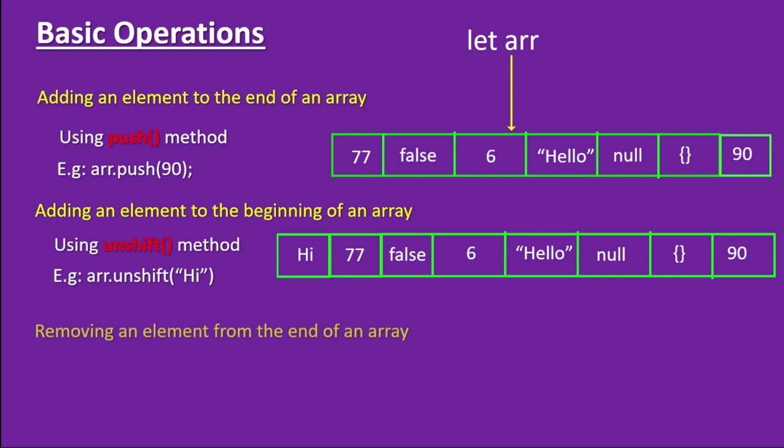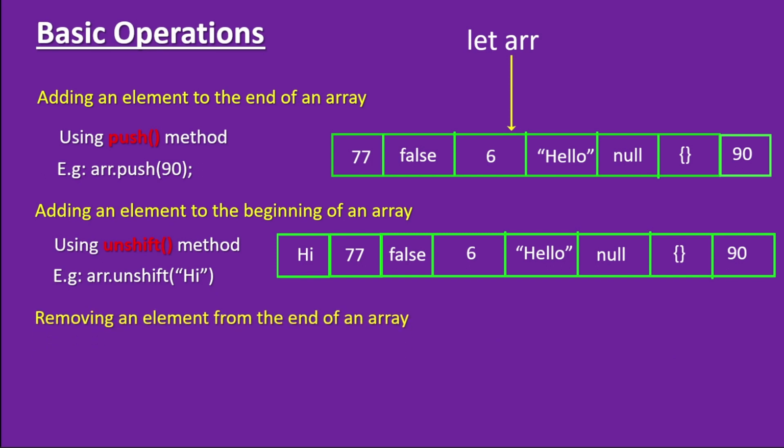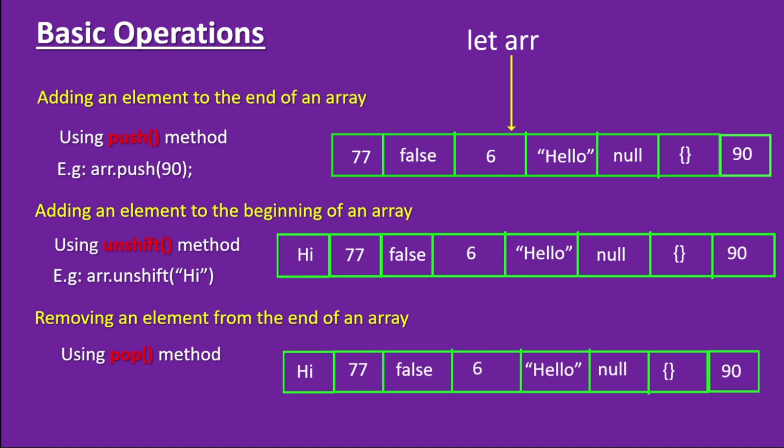The third method we have is how do we remove an element from the end of an array. That we can do with the pop method. Let's say this is our array, we have to mention a pop method on the array like this, array.pop. Then it will remove the element 90 at the end because this is the last index in the array.